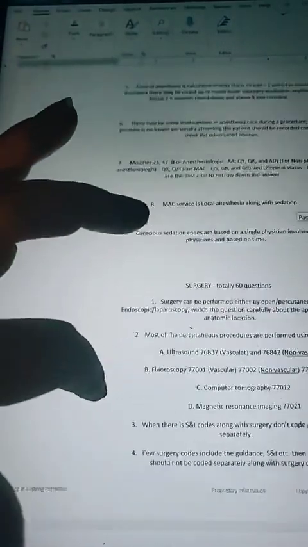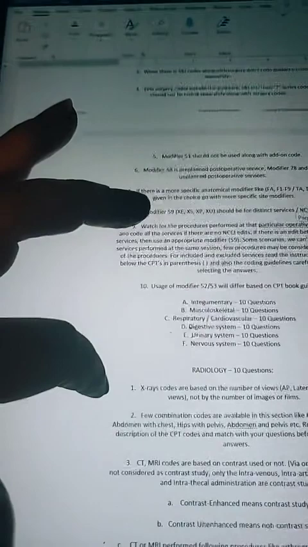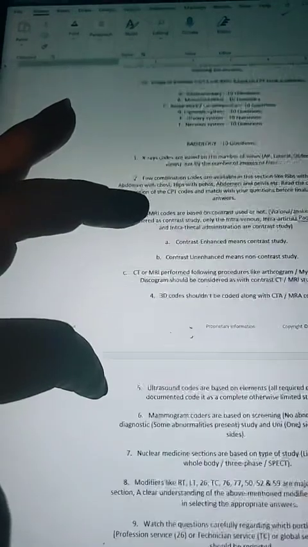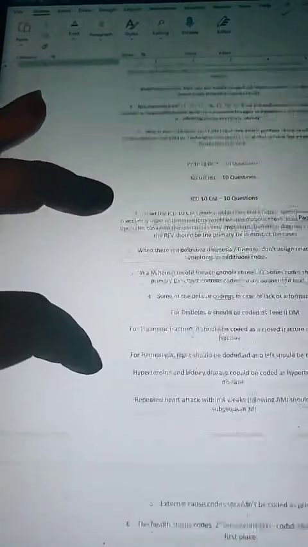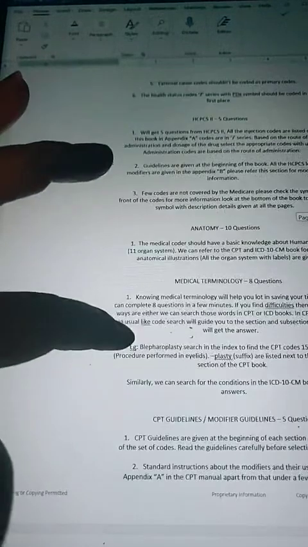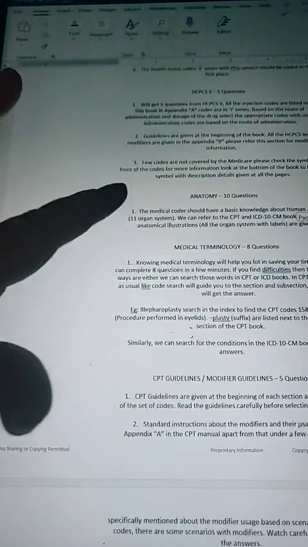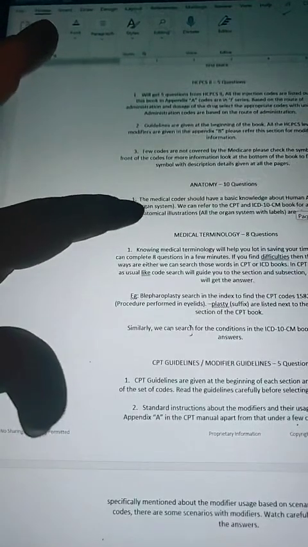So anesthesia has its top 10. Integumentary is going to have its top 10. What to look out for, what medical terminology, 10 anatomy questions. I'm going to add to that some more vocabulary that we're going to have.